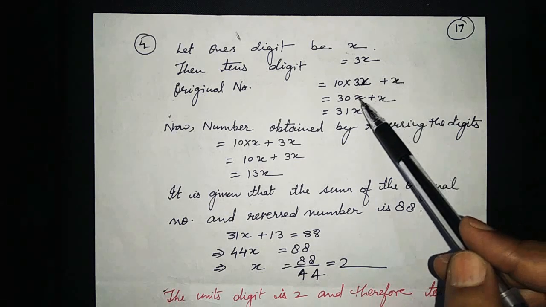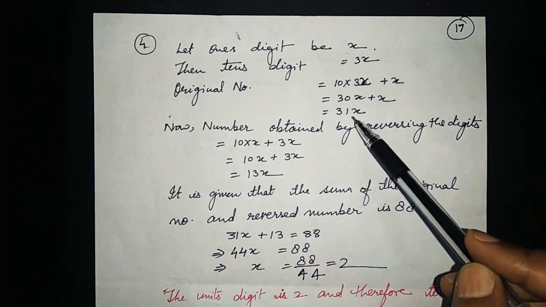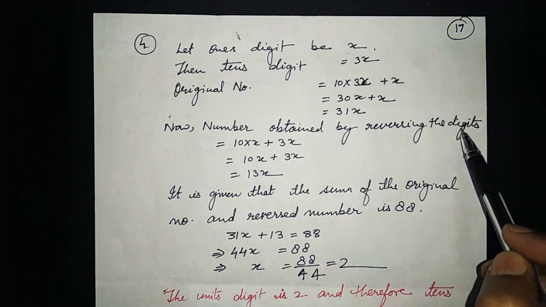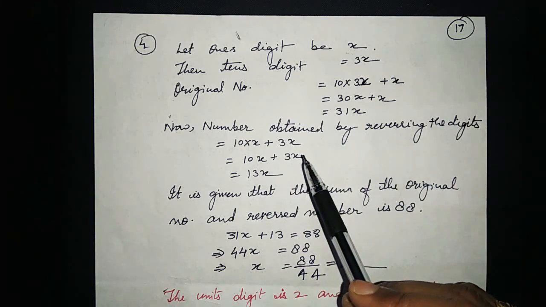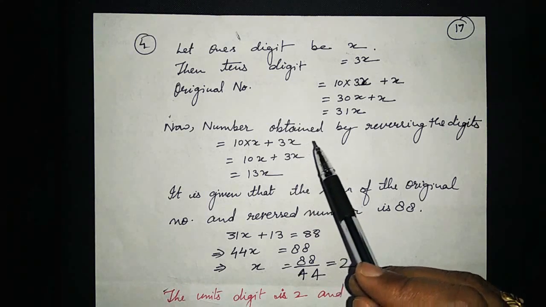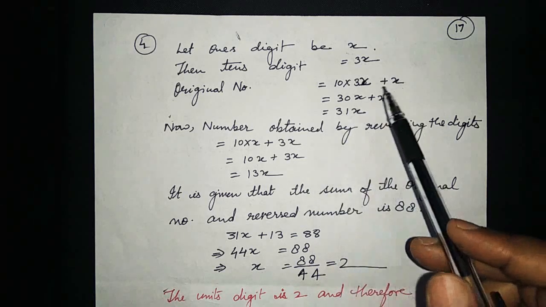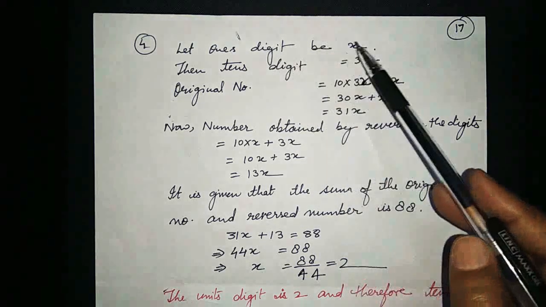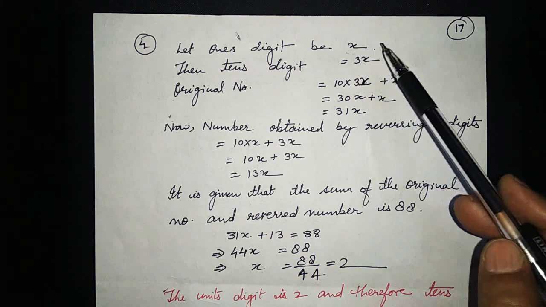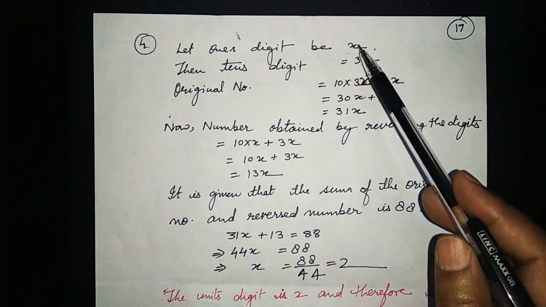Here plus x. 30x plus x, what? 31x. Now the number obtained by reversing the digits. For the new number, or the resulting number, what do we have to do? We will interchange the digits, just like the third question. So the digit of the ones place we will take as the digit of the tens place, and the digit of the tens place we will take as the digit of the ones place.